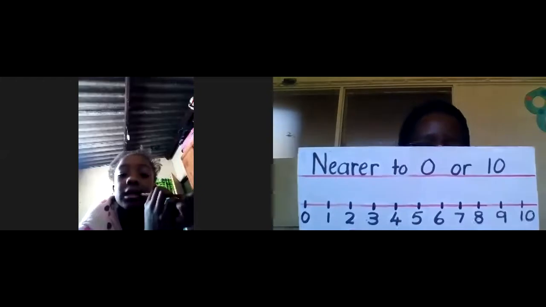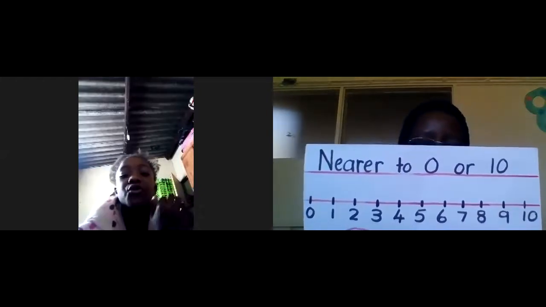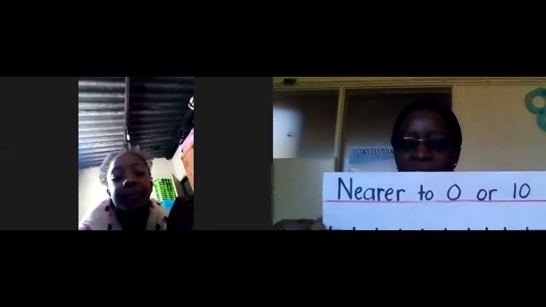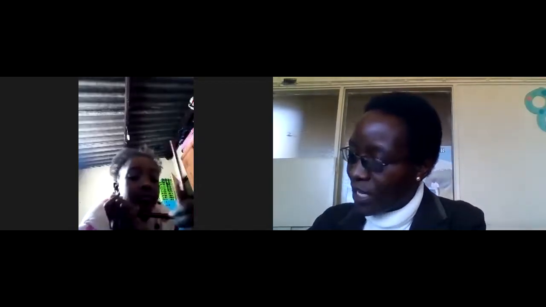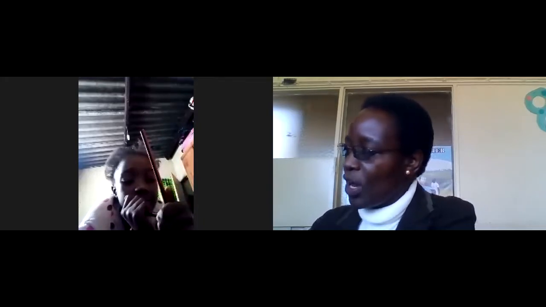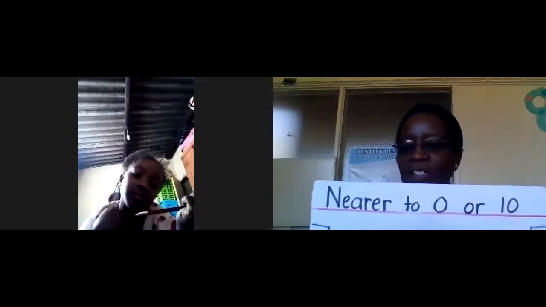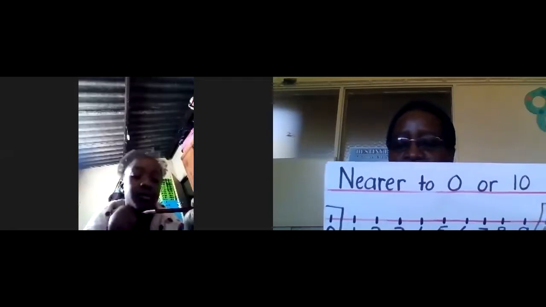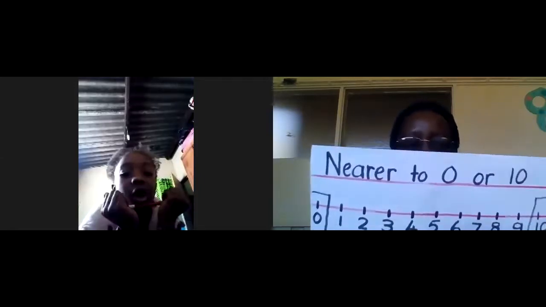What about 2? 2 is near to 3. No, we're looking at 0 and looking at 10. We don't worry about the 3 and the 4 and the 5. Just focus on 0 and 10. We are looking, is it nearer 0 or is it nearer to 10? So you said 1 is nearer to 0. Very good. Now I'm asking you 2. Is it nearer to 0 or nearer to 10?